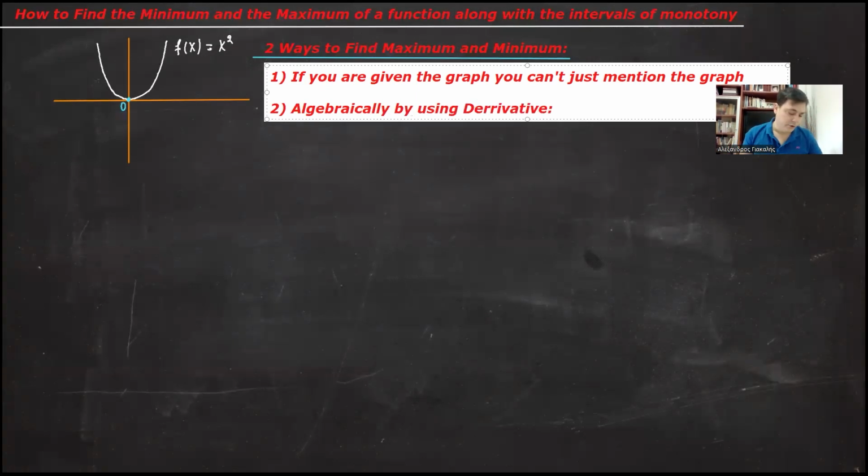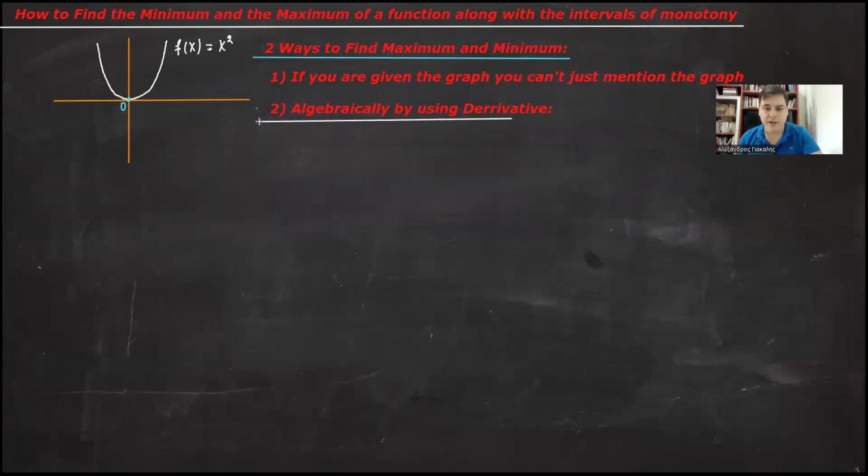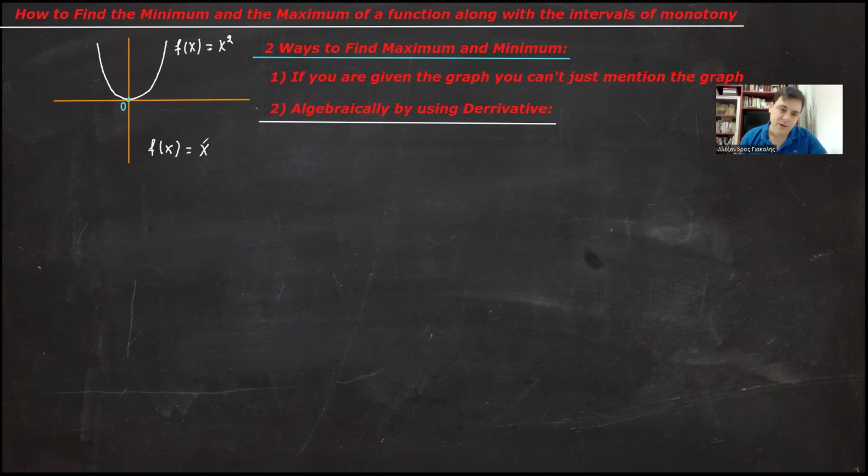How do we do that? First of all, every student needs to be aware of the rules of differentiation. So I'm going to remind you that when we have a polynomial function of the form f(x) equals x to the power of n, where n is a positive integer not equal to 1 or 0, then the derivative of x to the power of n, written with a prime outside the parentheses, is n times x to the power of n minus 1.